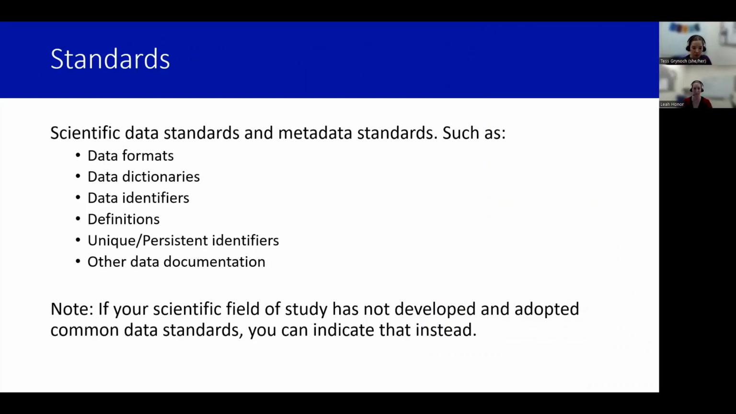In the standards section of the data management and sharing plan, you'll need to indicate what standards will be applied to the scientific data and associated metadata, such as data formats, data dictionaries, data identifiers, definitions, unique identifiers, and other data documentation. While many scientific fields have developed and adopted common data standards, others have not. In such cases, you can indicate in the plan that no consensus data standards exist for the scientific data and metadata to be generated, preserved, and shared.